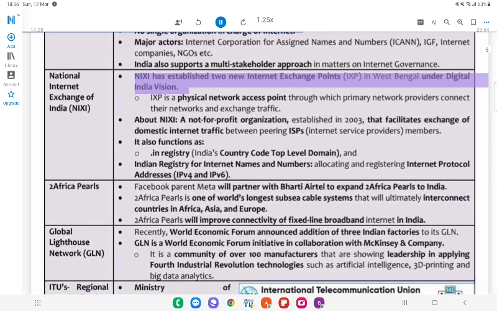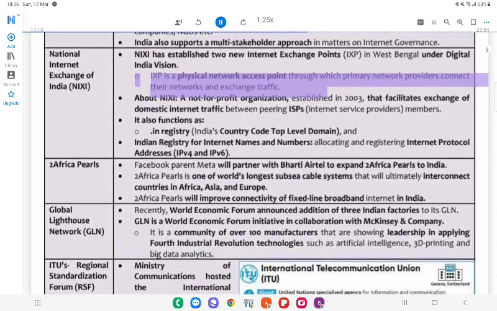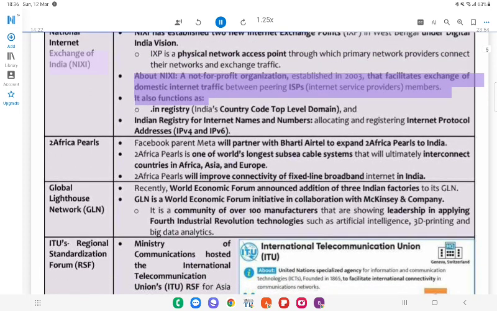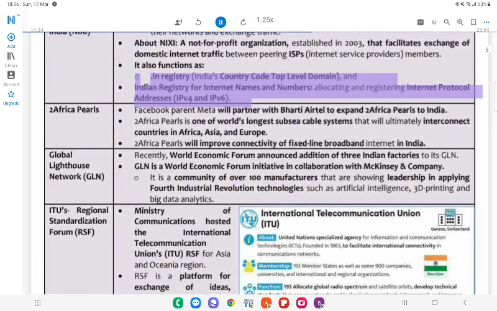NIXI has established two new internet exchange points, IXP, in West Bengal under the Digital India Vision. An IXP is a physical network access point through which primary network providers connect their networks and exchange traffic. About NIXI: a not-for-profit organization, established in 2003, that facilitates exchange of domestic internet traffic between peering ISPs, internet service providers, members. It also functions as the .IN Registry, India's country code top-level domain, and the Indian Registry for Internet Names and Numbers, allocating and registering Internet Protocol addresses IPv4 and IPv6.